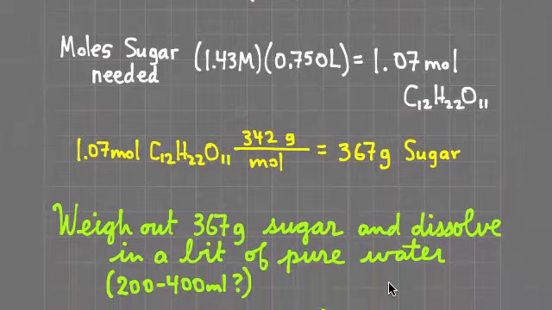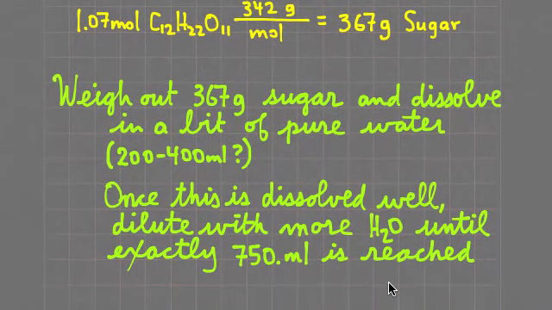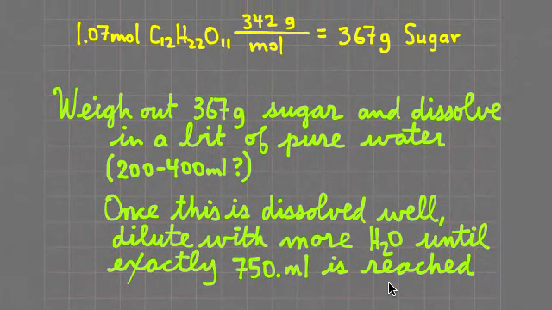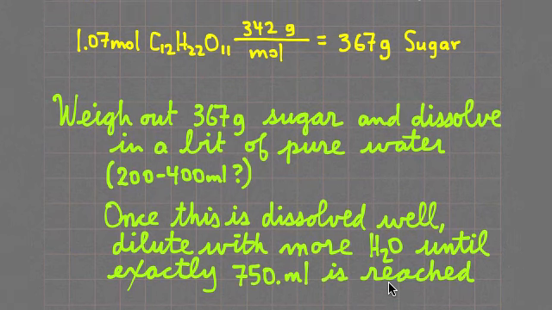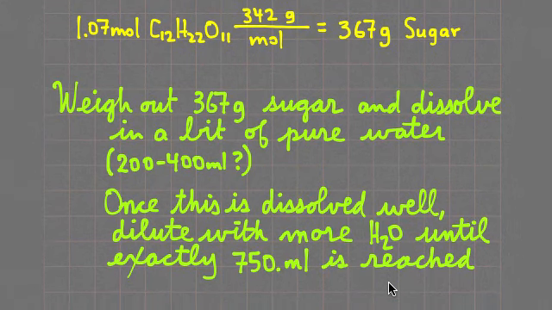So how would you do it? Take 367 grams of sugar, dissolve it in a little bit of water, enough water so that it will dissolve, mix it up good, and then top it off to 750 in maybe a volumetric flask that has a special line painted or scratched on the neck to come to 750, and then you shake it up good and make sure it's all dissolved, mixed well.